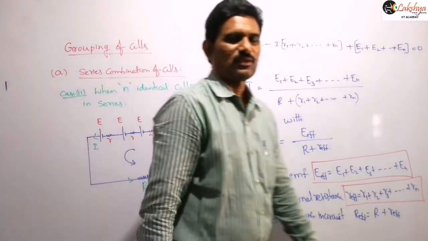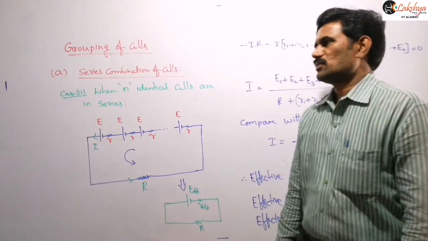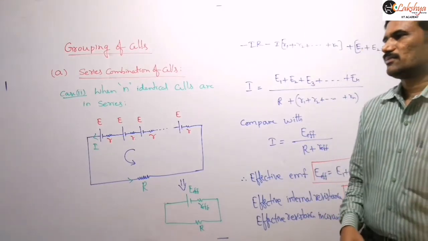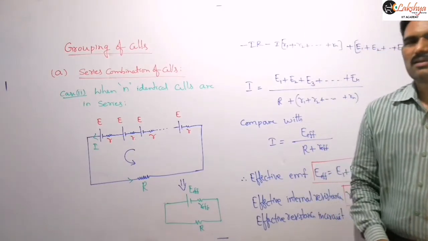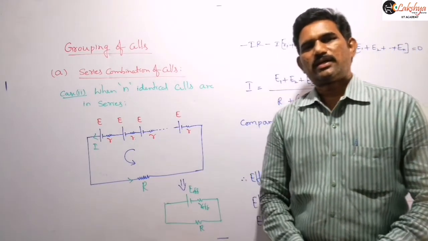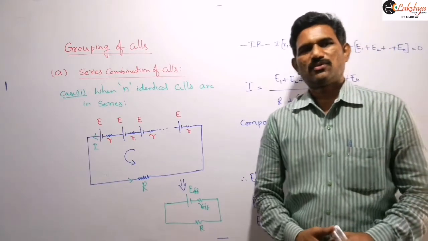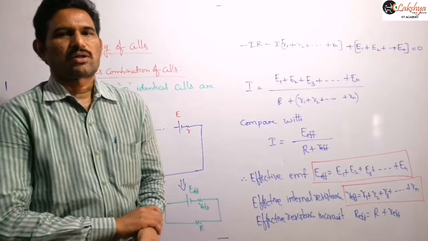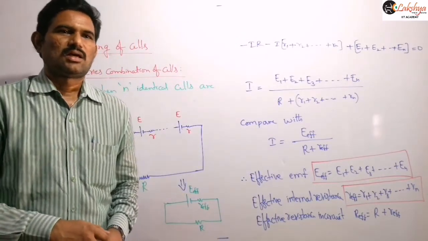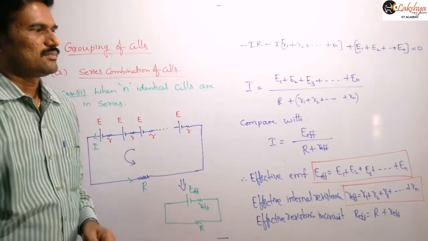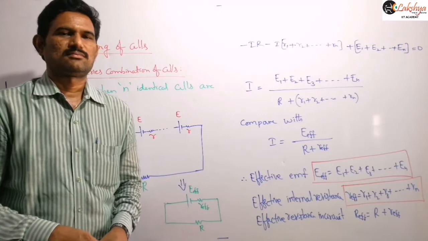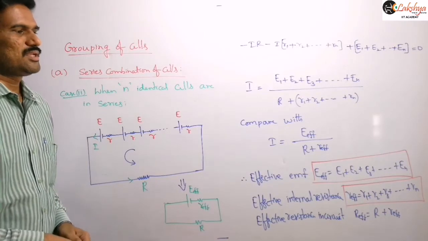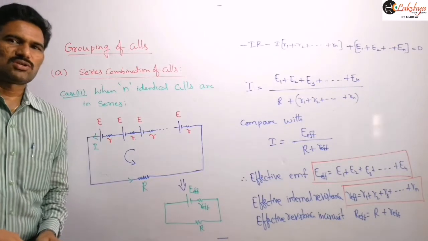So just mention that consider n identical cells, each of EMF E and internal resistance r, are connected in series, and this combination is connected in series with the external resistance R as shown in figure.